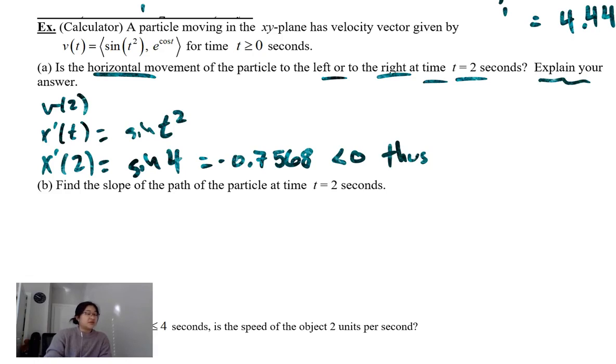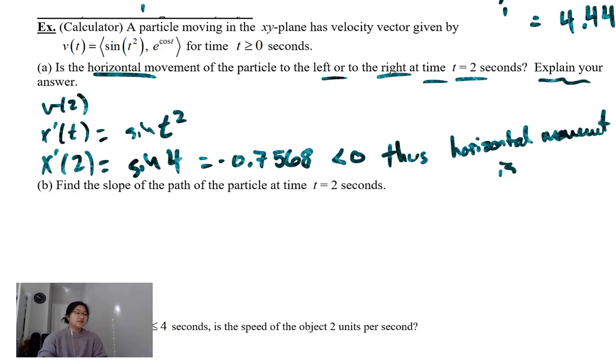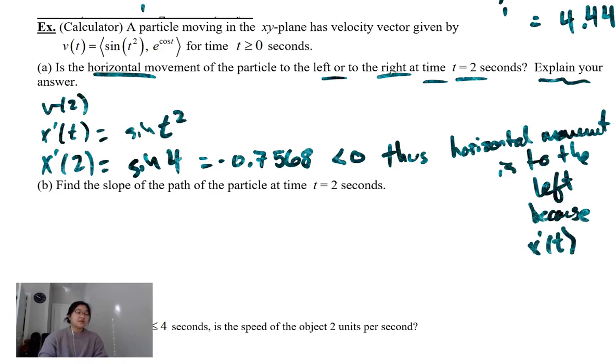Thus, because we have to explain our answer, the horizontal movement is to the left, because x prime of 2 is less than 0.